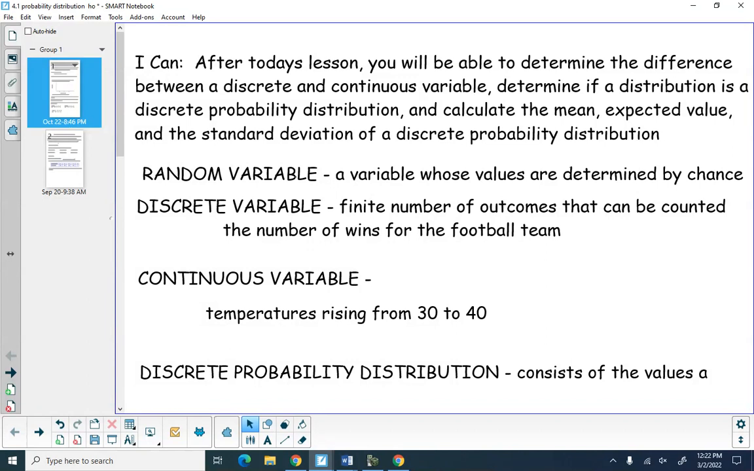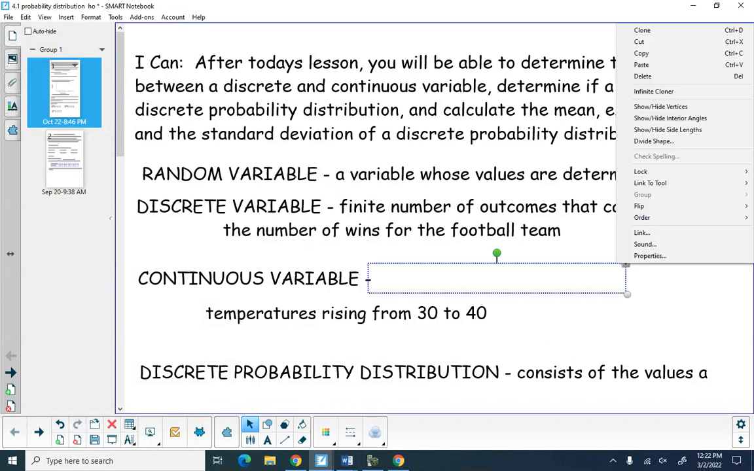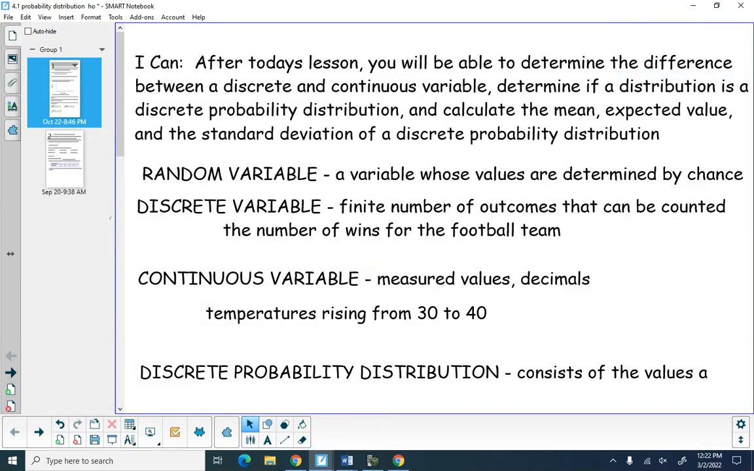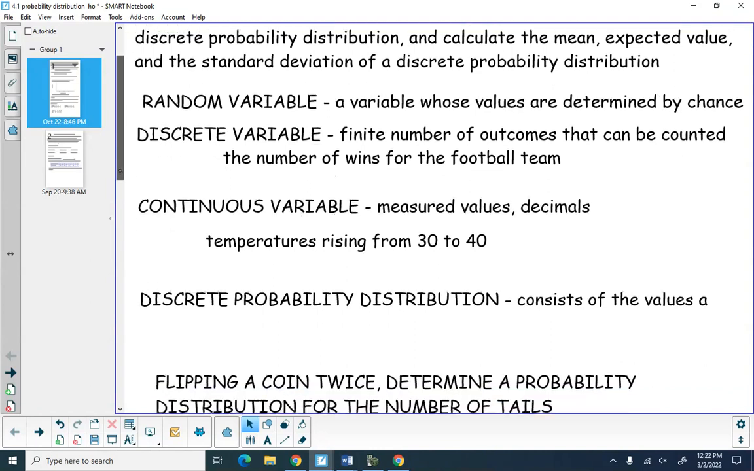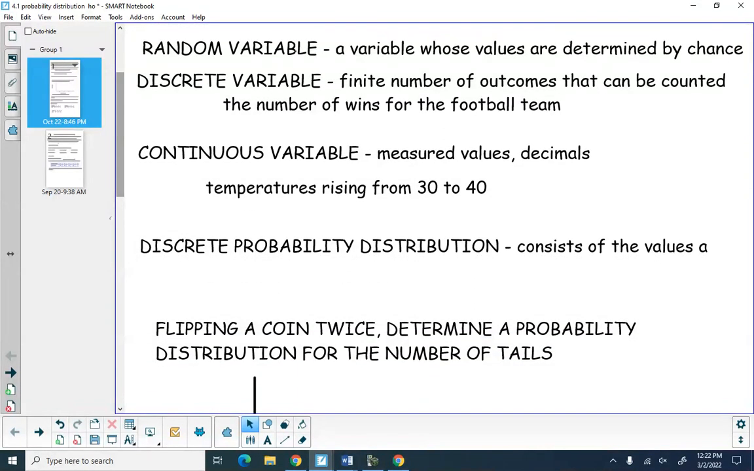And then we have continuous variables. These are measured values, they're decimals. When you talk about measured values or decimals, these are continuous. And we talked about the idea of continuous when we discussed variables prior to this.